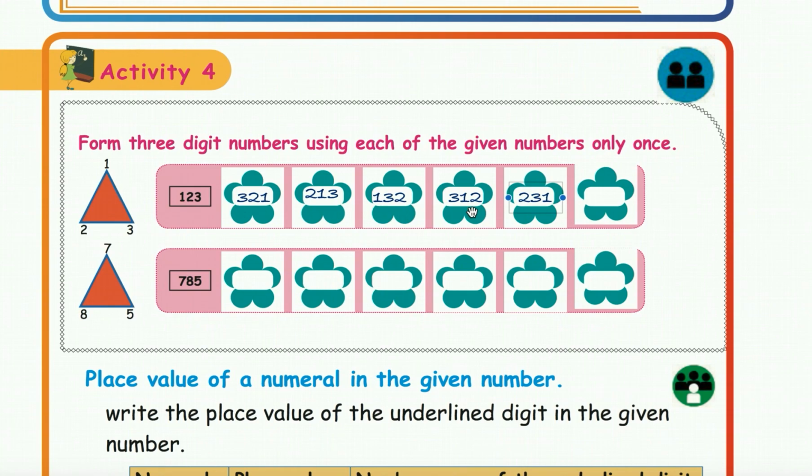Form 3-digit numbers using each of the given numbers only once. Again you need to write 123 only. The numbers you can form are only 6. 1, 2, 3, 4, 5, 6 and 123 is already given, right? So there are only 6. Similarly you form all the 6. Using this one I show you an example, right? Now you have to do it for yourself for this.